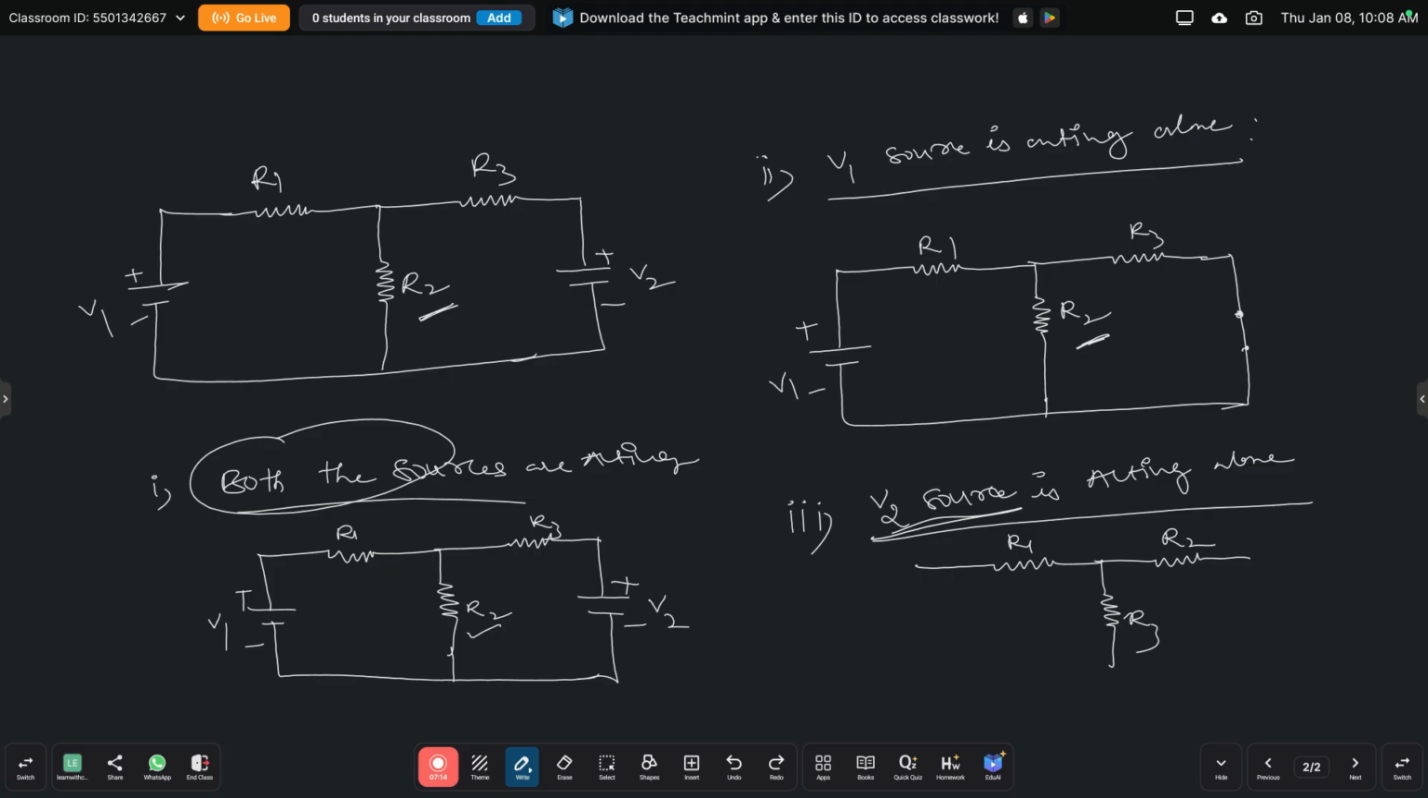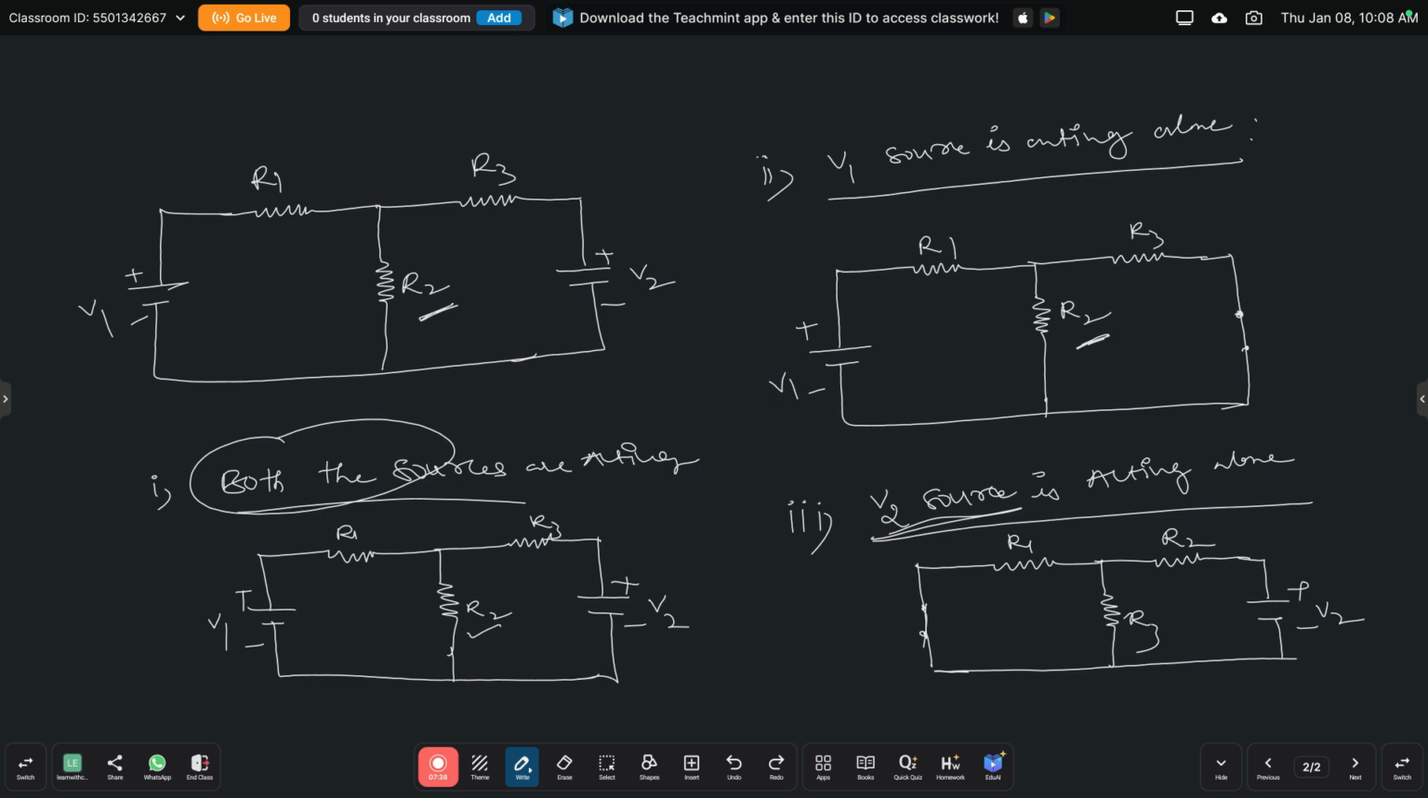So here the source V2 is only active. That means V2 will be present, plus minus, and this is V2. Then what about V1? Here only source V2 is active, meaning V1 is inactive. So whenever the inactive source is a voltage source, it should be short circuited. So this is the third case.